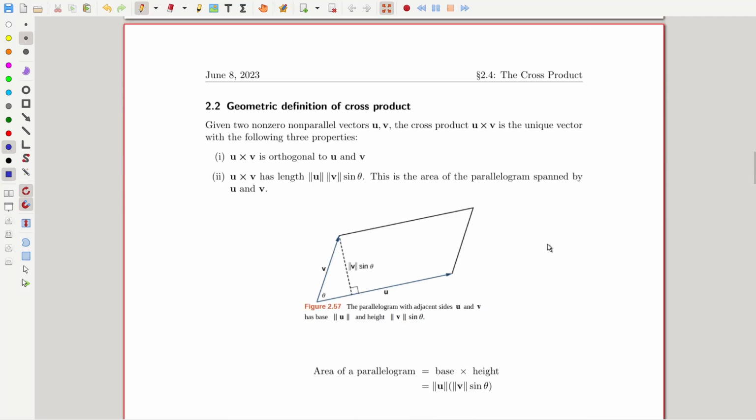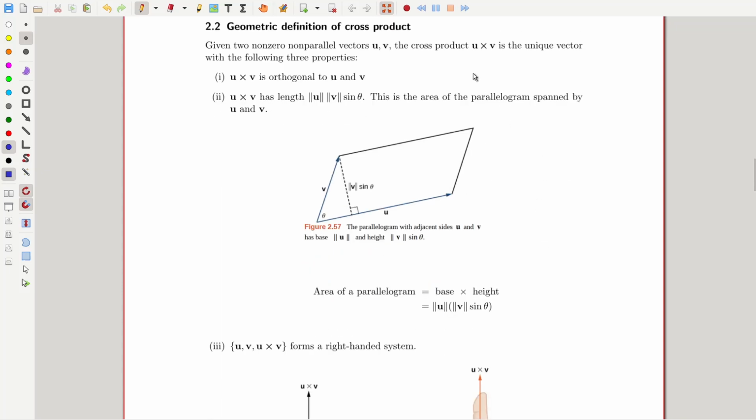Now, there is another way we can define the cross product, which is a geometric definition rather than the algebraic definition that we just gave. Think of these as just another set of properties that describe what the cross product does. The cross product is the unique vector that satisfies the following 3 properties. It is orthogonal to the 2 vectors that you use to create it. So u cross v is orthogonal to both u and v.